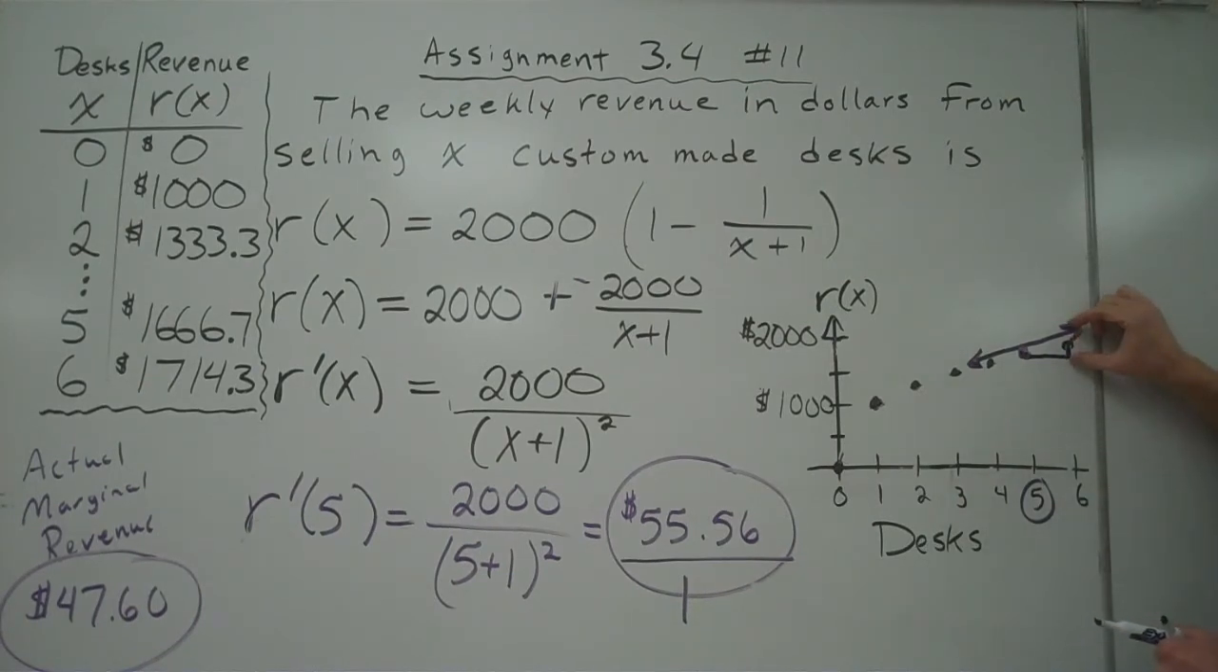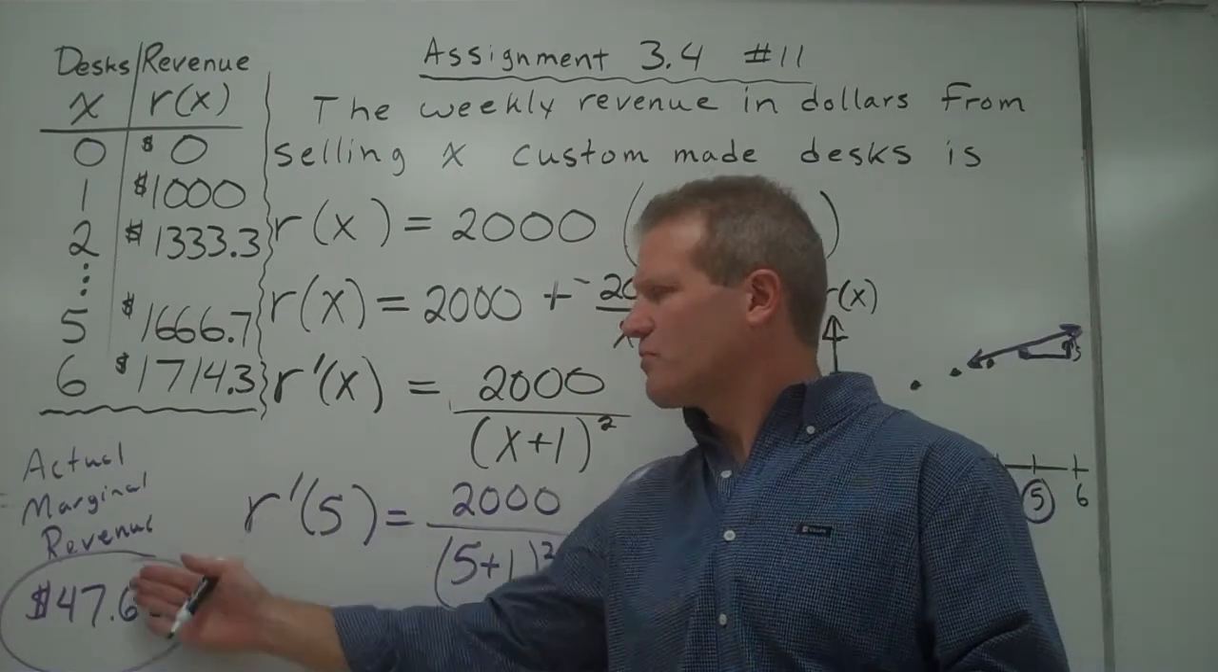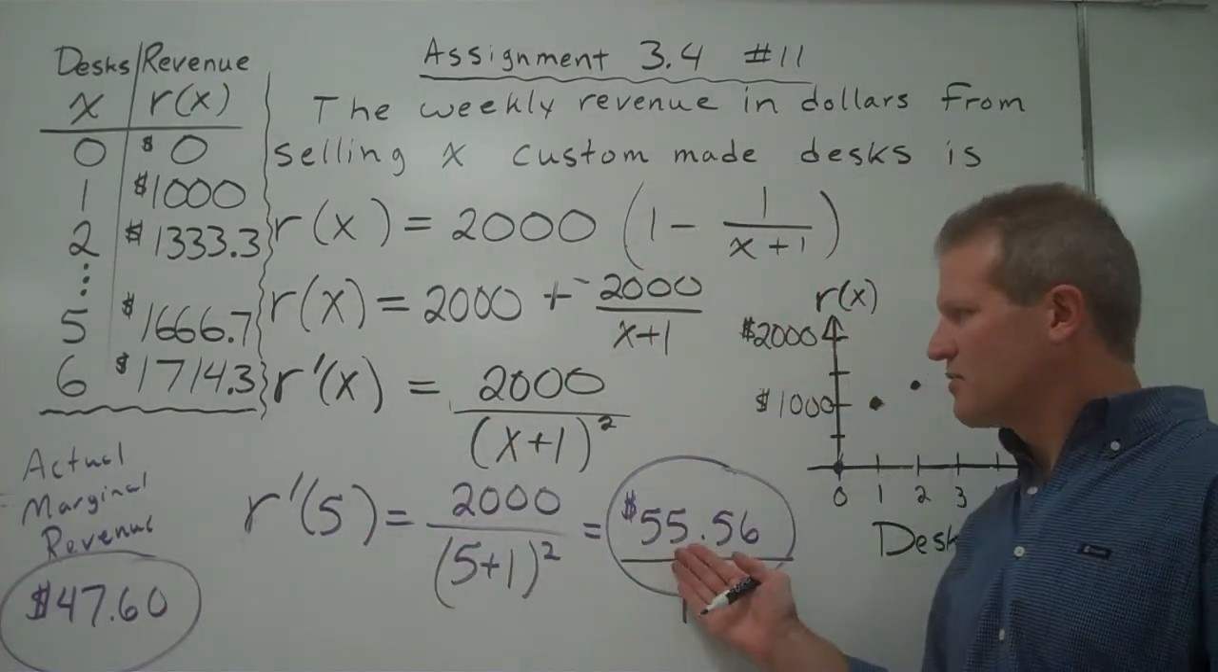But if you went all the way up to the tangent line, the estimated revenue increase would be this total distance here. So that would be a total of $55.56. So, a good example of how, even though in this case we could actually find the actual marginal revenue, derivatives can be used to estimate these values.